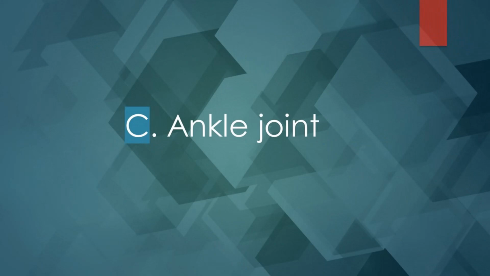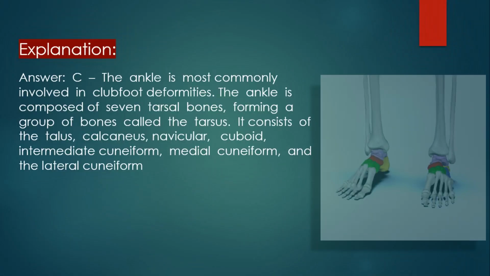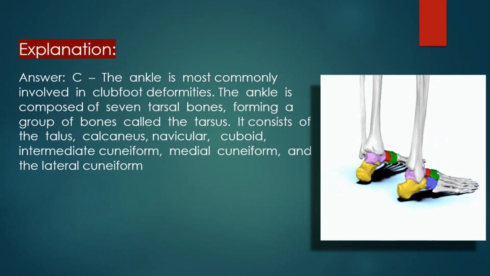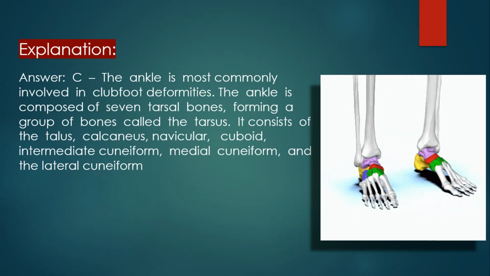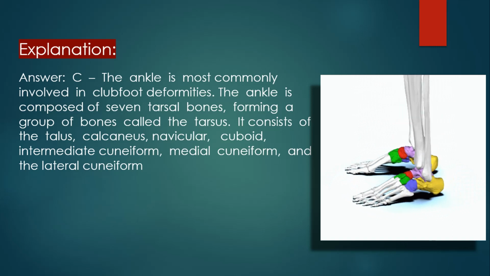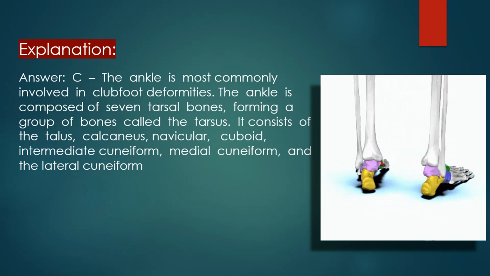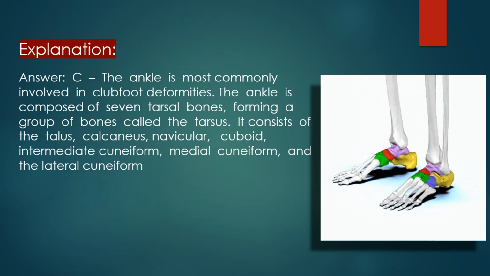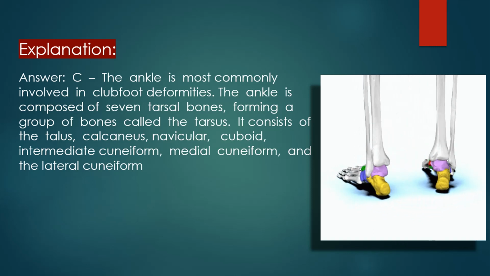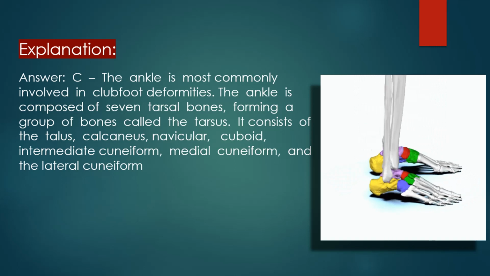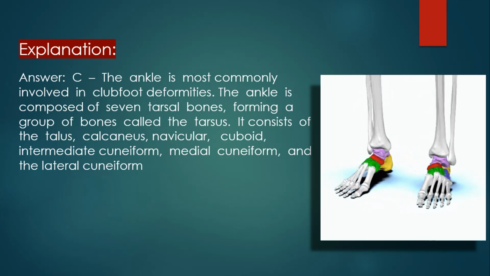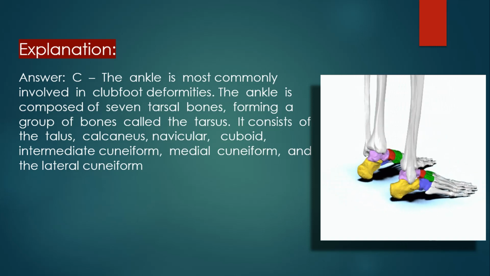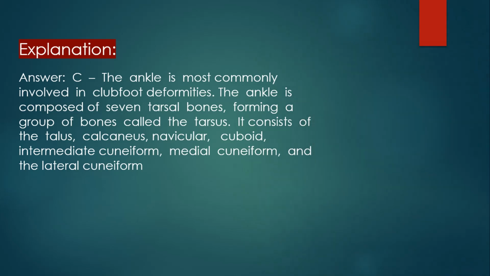Let's see the explanation. The ankle joint is the most commonly involved in club foot deformity. The ankle is composed of 7 tarsal bones, forming a group of bones called the tarsus. It consists of the talus, calcaneus, navicular, cuboid, and 3 cuneiform bones: the intermediate cuneiform, medial cuneiform, and lateral cuneiform. So let's move to another scenario.